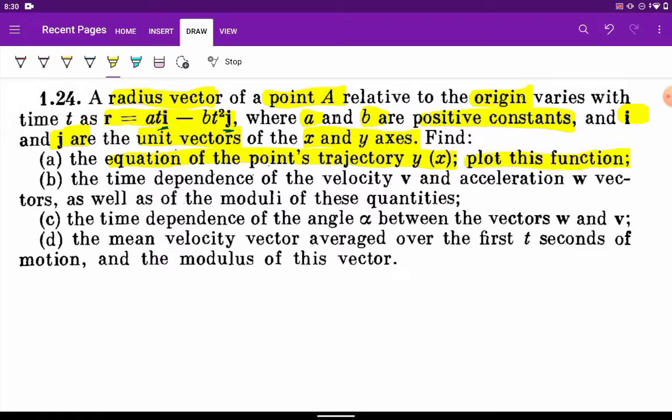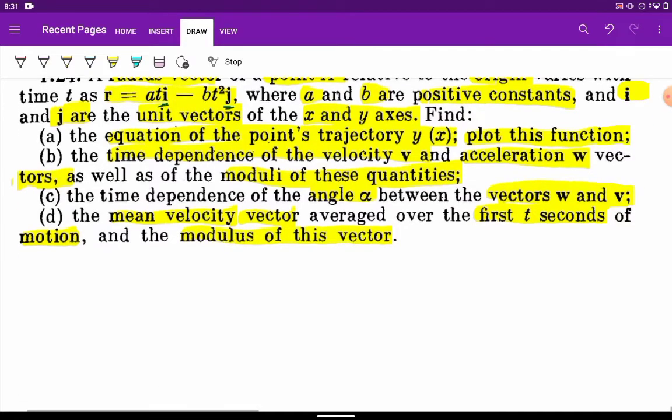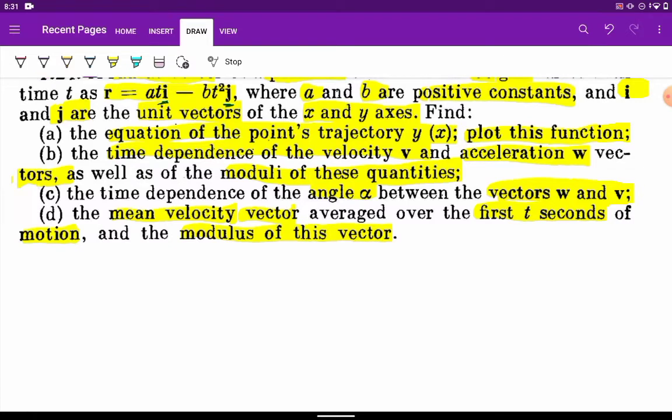Fine. Next is the time dependence of the velocity v and acceleration w vectors, as well as the moduli of these quantities. Then the time dependence of the angle alpha between the vectors w and v. Once we get w and v, we can get the angle. Then the mean velocity vector averaged over the first t seconds of the motion, and the modulus of this vector. Okay, fine. So let's start.